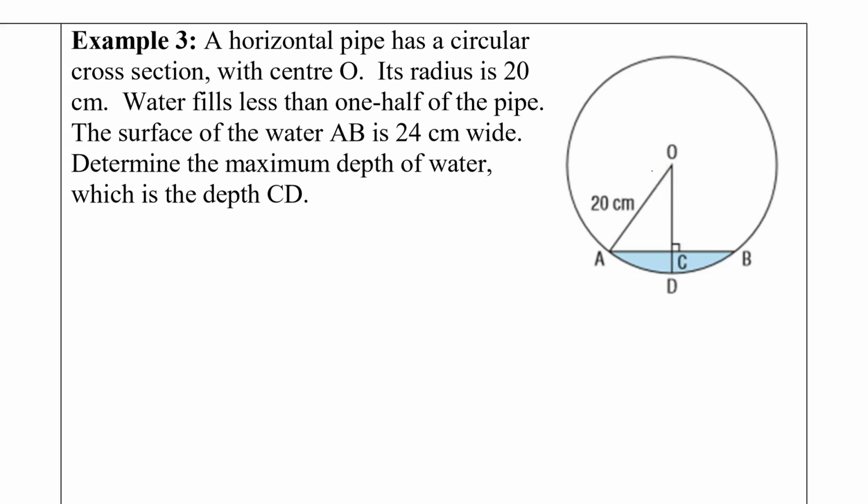Its radius is 20 centimeters. So we're not given a diameter, but we're given its radius. Water fills less than 1/2 the pipe. The surface of the water is 24 centimeters wide. Determine the maximum depth of water, which is the depth of CD. So we're looking for this right here. So again, this is just a puzzle. So let's look at what we have and what that implies.